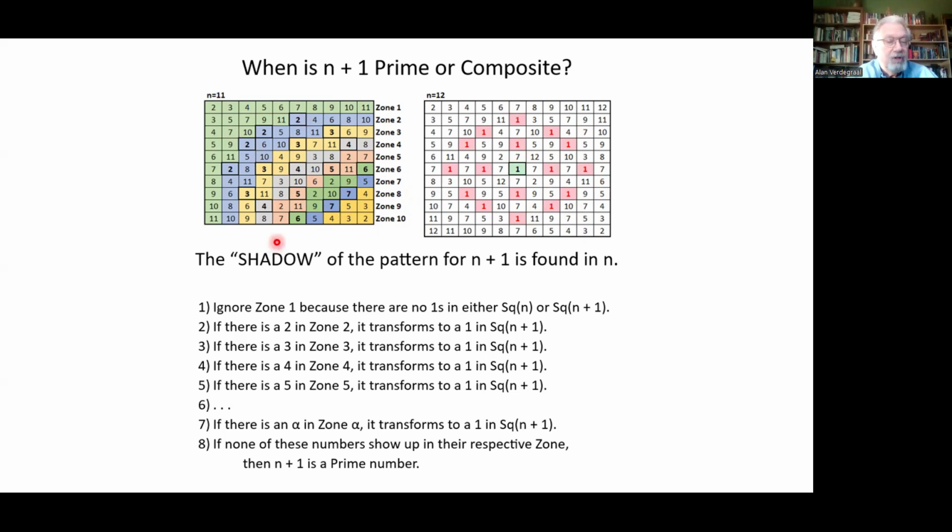And there's a rule that we can apply that is simply, first of all, ignore zone 1, because there will never be 1s in either of them. If there's a 2 in zone 2, it transforms to a 1. If there's a 3 in zone 3, it transforms to a 1, etc. So we can see the pattern without looking at the next number.